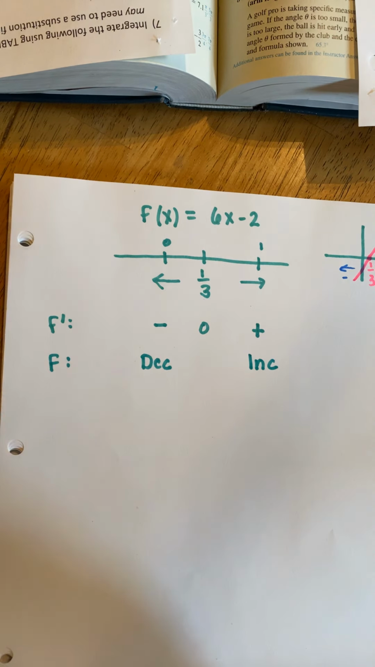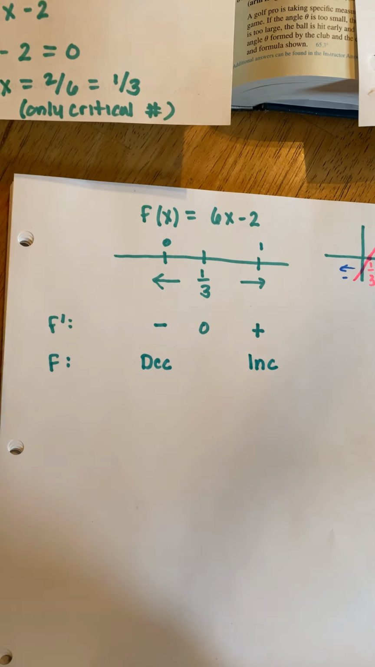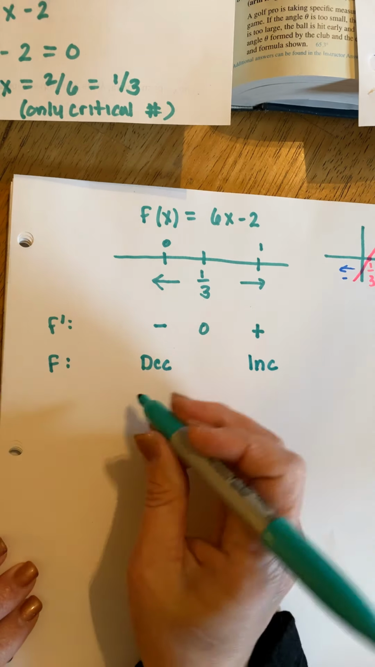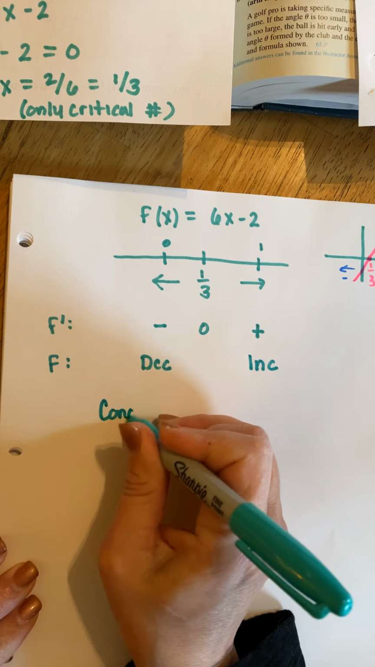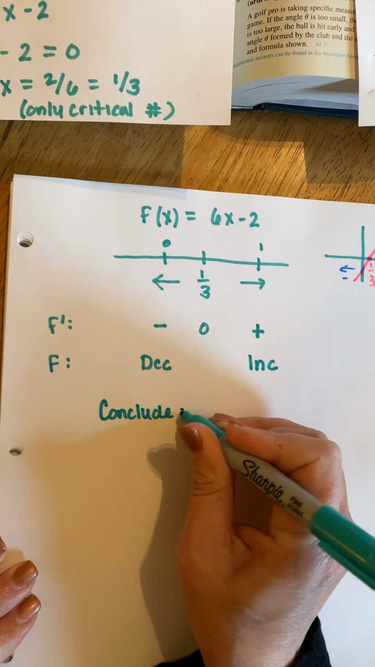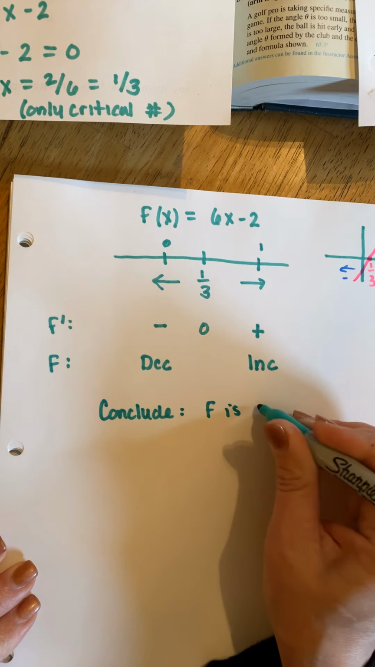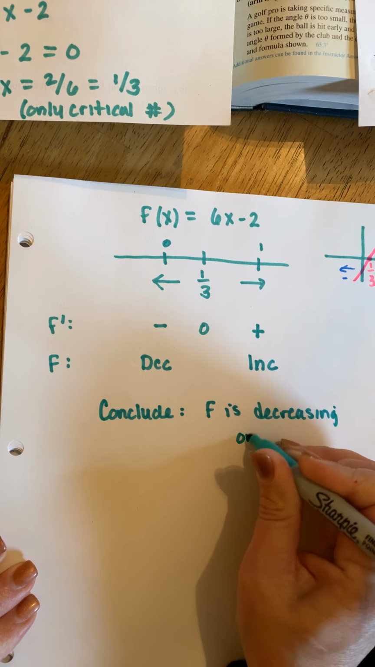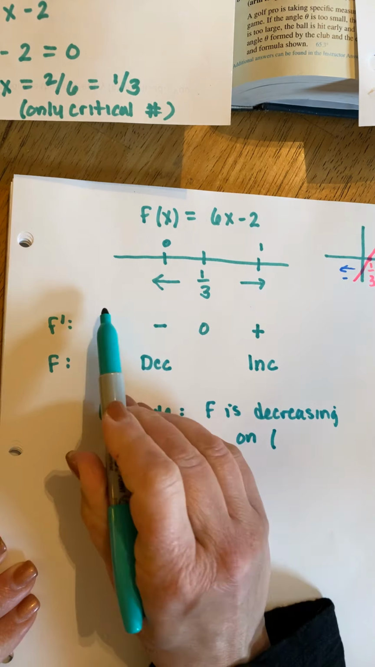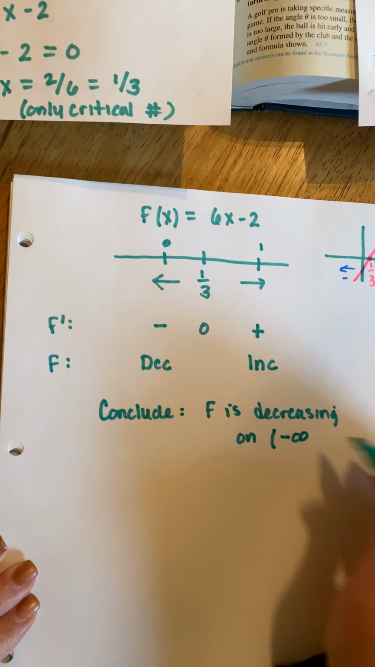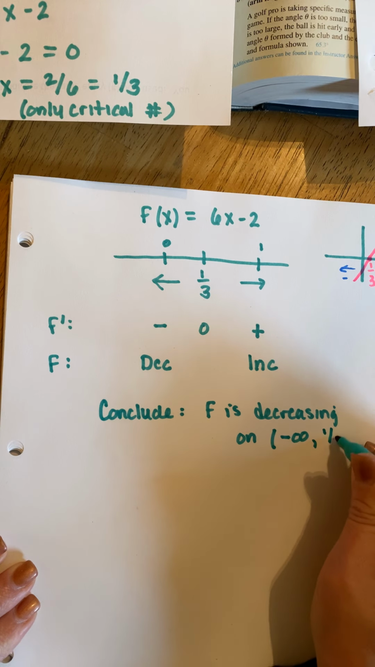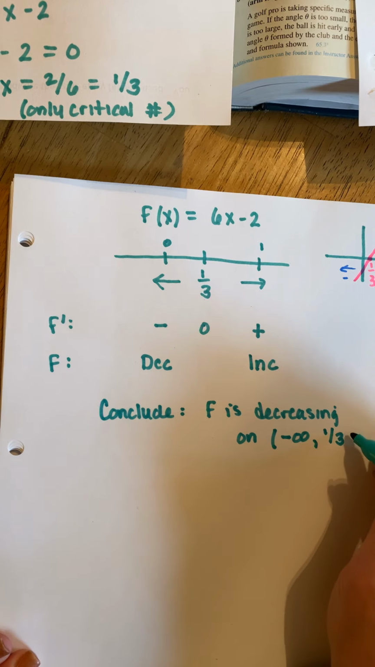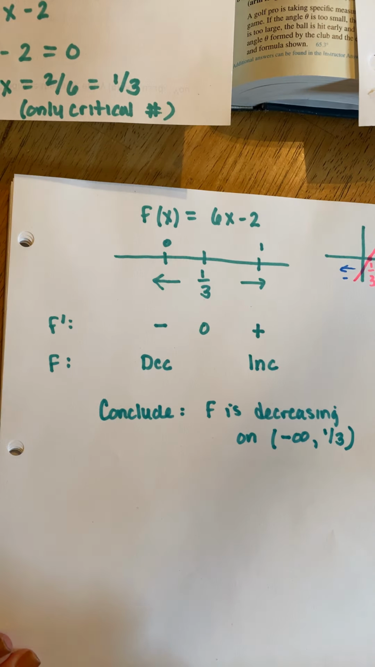So therefore, what was the, let me go back, I already forgot my question. It says, find the intervals where f of x is increasing and where it's decreasing. So we would conclude f is decreasing on, well, to the left of 1/3, that interval would be represented by negative infinity to 1/3. It is not decreasing at 1/3. It is neither increasing or decreasing, so we don't include that in our interval.